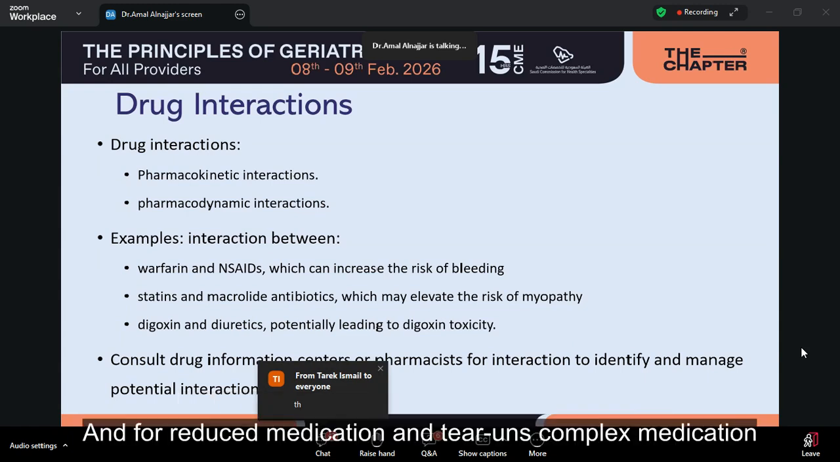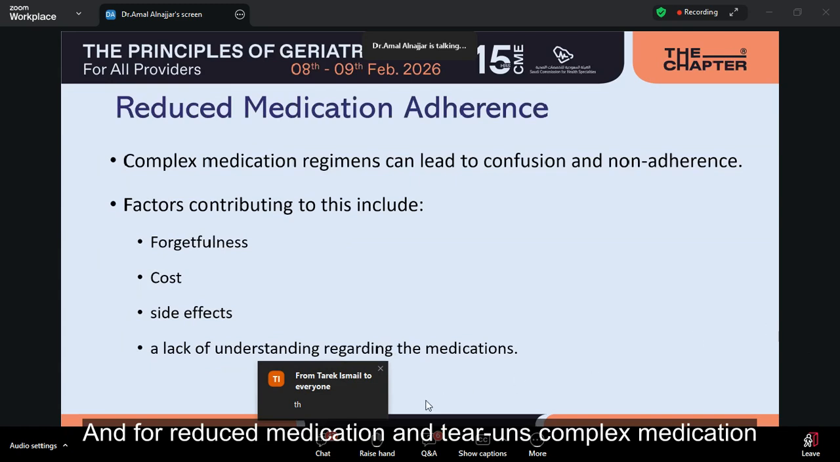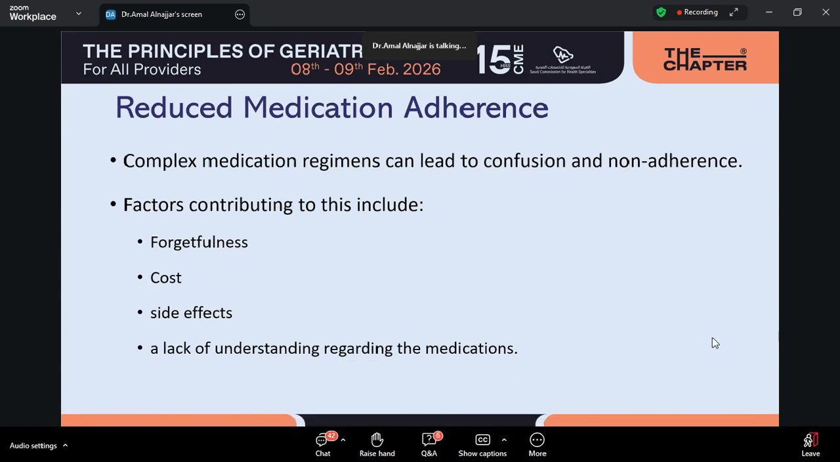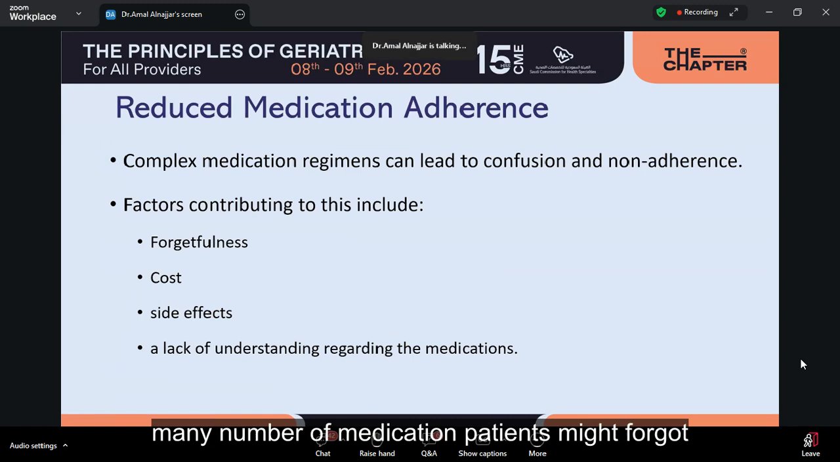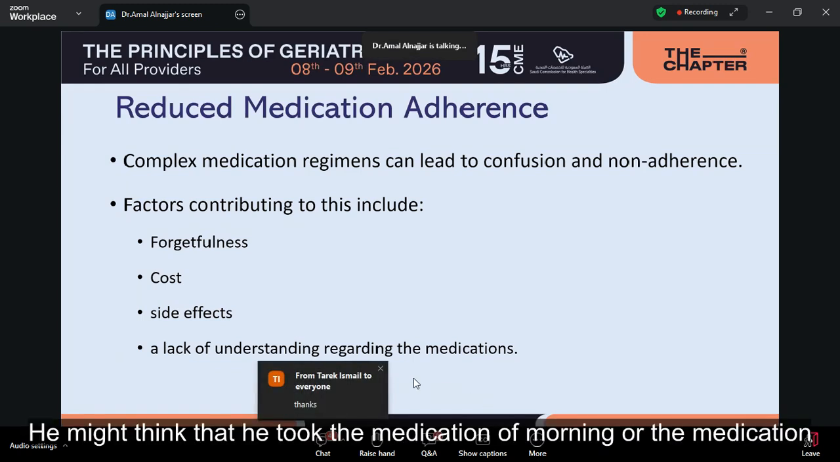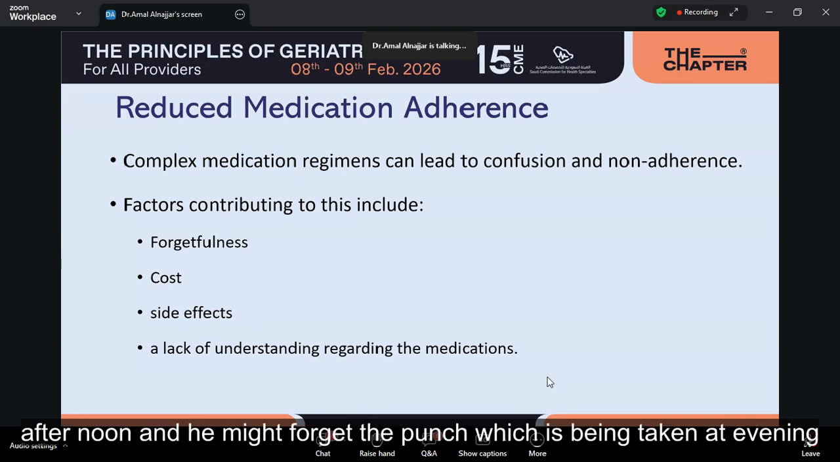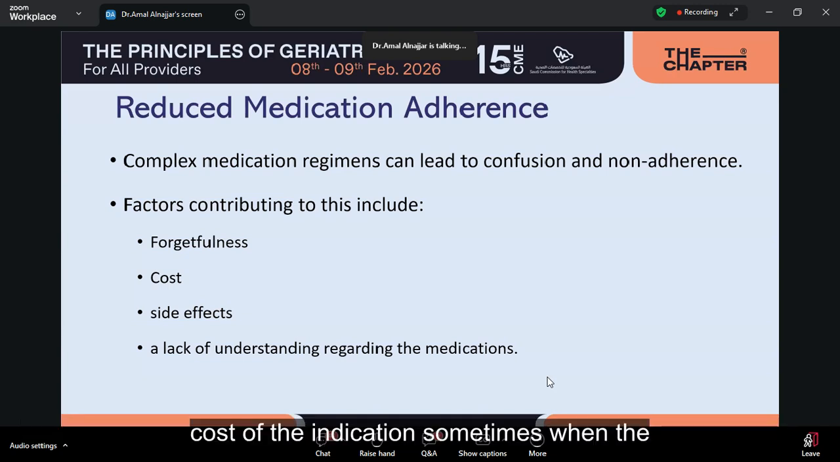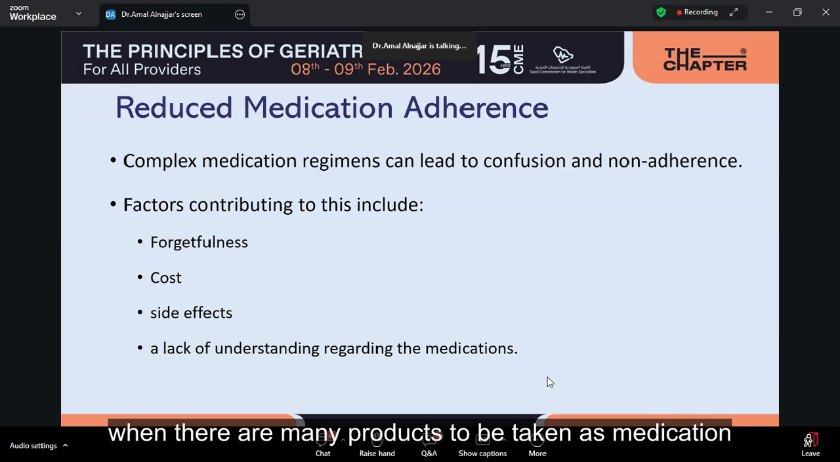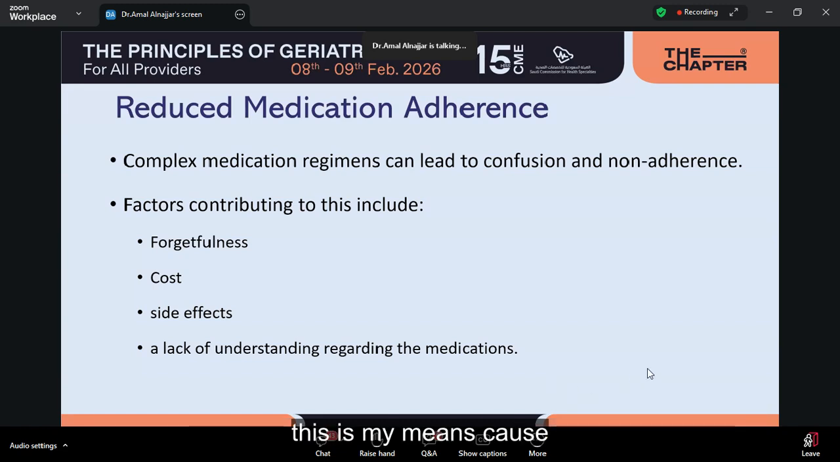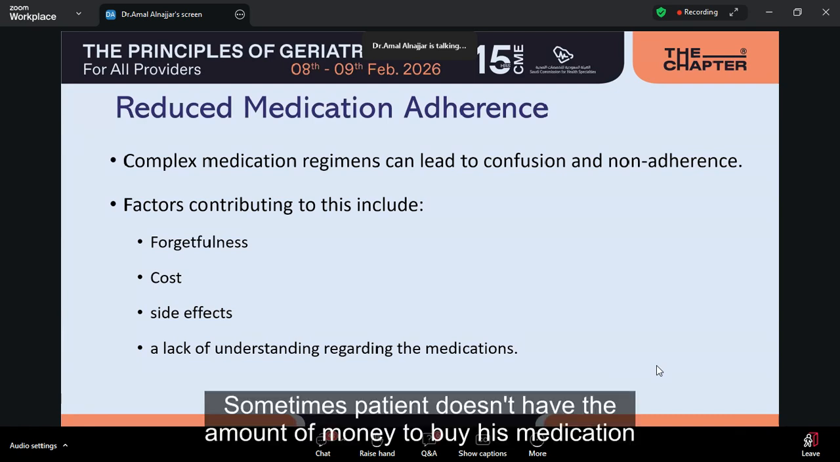And for reduced medication adherence, a complex medication regimen can lead to confusion and non-adherence. Factors contributing to this: with the large number of medications, the patient might forget. He might think that he took the morning medication or the afternoon medication, and he might forget the pack which is to be taken in the evening. Cost of the medication: when there are many products to be taken, this means cost. And sometimes the patient doesn't have the money to buy his medication.